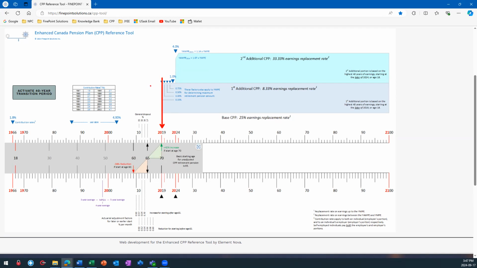If this person started CPP at age 63, the following information from the reference tool would apply. Their general dropout amount would be 16% rather than the current amount of 17%. Their basic CPP retirement pension would be reduced by 0.52% for every month earlier than age 65, rather than the current amount of 0.6% per month.